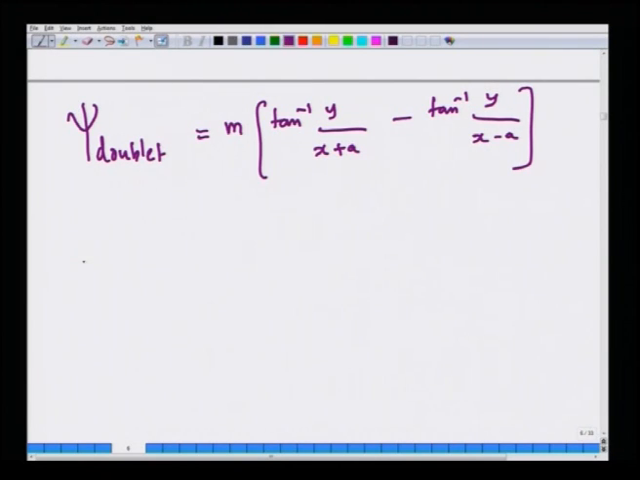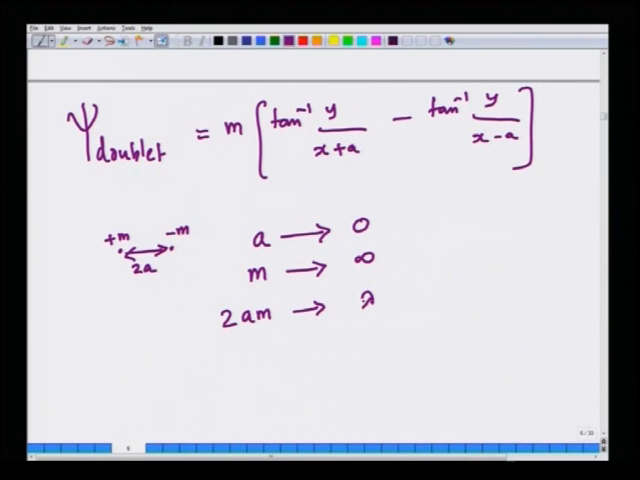We can take the limit where the distance between the two, the source of strength plus m and the sink of strength minus m, we want to let the distance go to 0. If the distance goes to 0, the source and sink will cancel each other, but in such a manner that m tends to infinity, the strength tends to infinity, such that the product of the distance, 2a, and the strength m tends to lambda. Okay. This is the strength of the doublet.